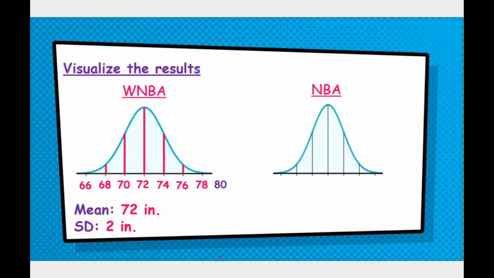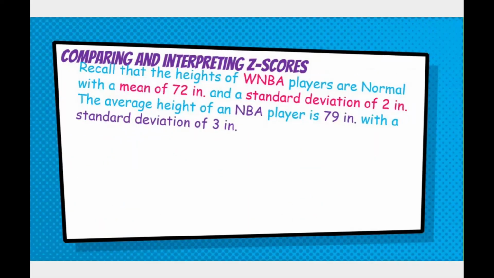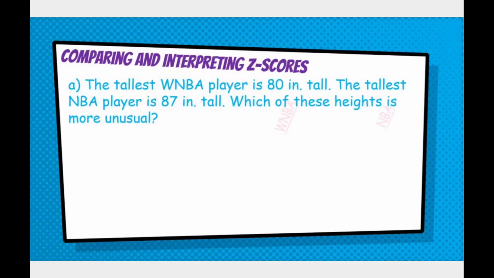which one of these is more unusual, a WNBA player with 80 inches or an NBA player that is 87 inches tall. We should be able to look at these and see where they're placed with the comparison, the mean and the standard deviation on each one of those. And then I can also look at the z-score, which tells me how many standard deviations away from the mean each one of those would be.